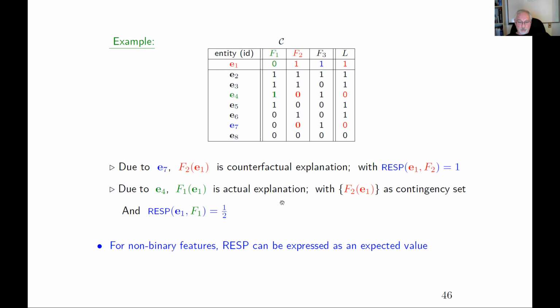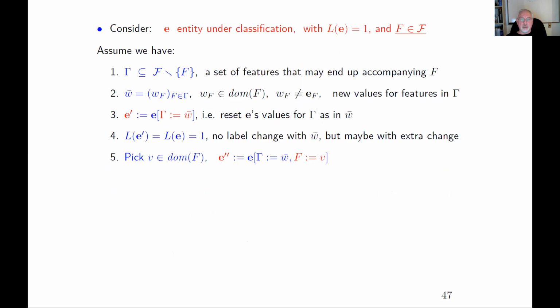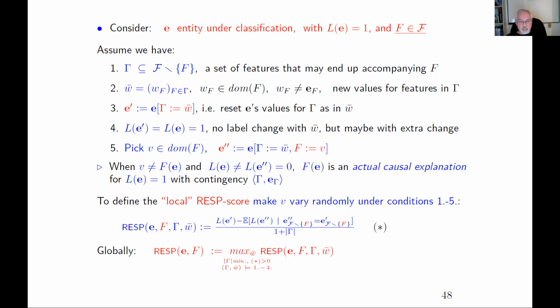Well, this is very simple because these features are binary, but if we now have entities that may have values other than 0 and 1, then you have to consider all the possibilities, and that is how an expected value emerges. And I'm not going to enter into the details of the general RESP score. You will have the slide so you can check what's going on here. I'm just going to give you the intuition. Here, again, we have an entity and the classification. We have label 1, and we have a very particular feature that we want to consider. So basically, what you can see here, we have an expected value.